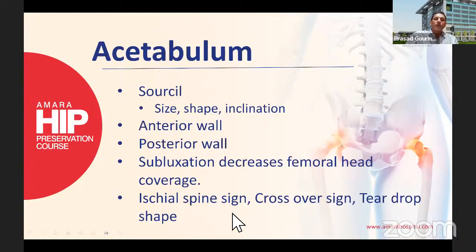There are these signs we're going to talk about: ischial spine sign, crossover sign, and teardrop shape. These are indirect signs of abnormality and do not represent pathology on their own.